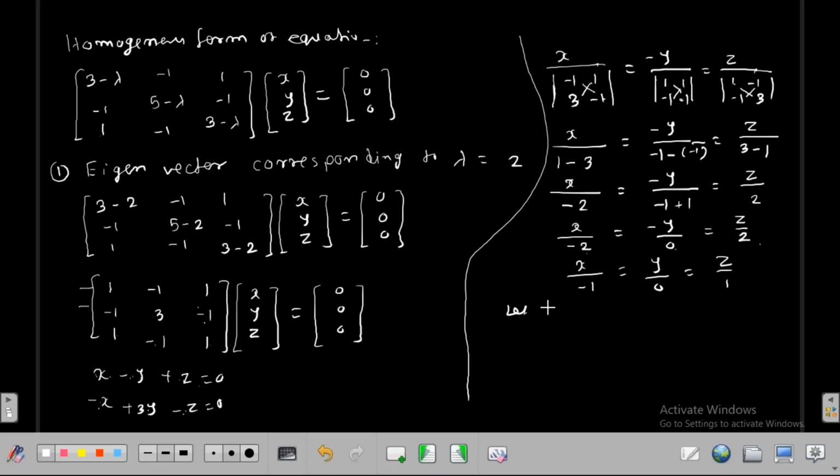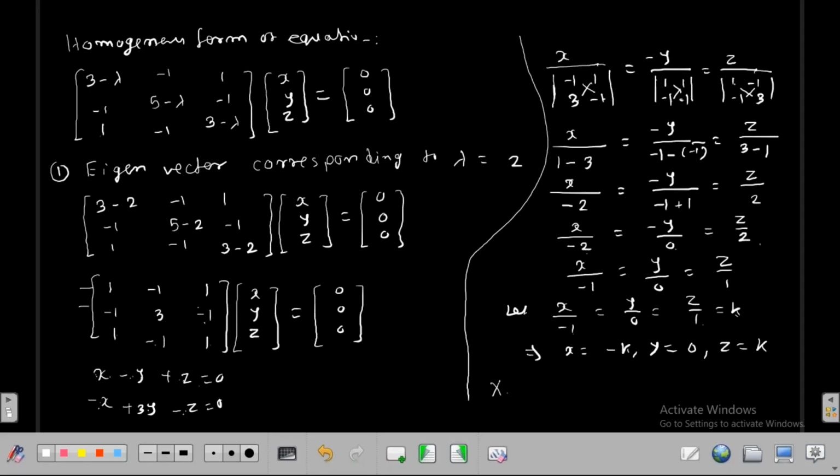Let x by minus 1, y by 0 and z by 1 equal to k. So this implies the value of x: x equals minus 1 into k, which is minus k, and y equals 0 into k, which is 0, and z equals 1 into k, which is 1k.